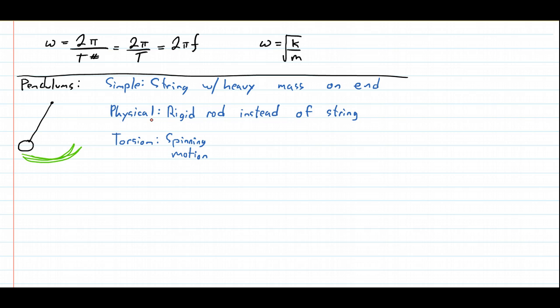And then a torsion pendulum is actually more of a spinning motion instead of a swinging motion, but it's essentially if we have a large disc and we attached it to a string, and then we twisted it up in one direction and then let it go. And so it'd spin in one direction and twist itself back up, and then it'd spin back the other direction and twist itself back up in the other direction. This will happen over and over again.